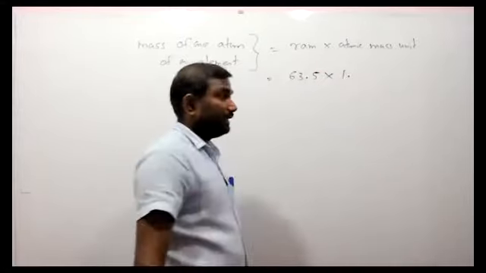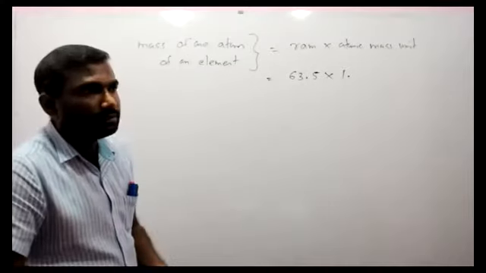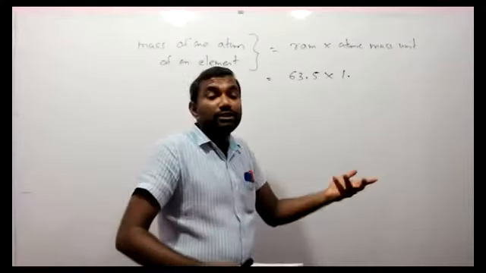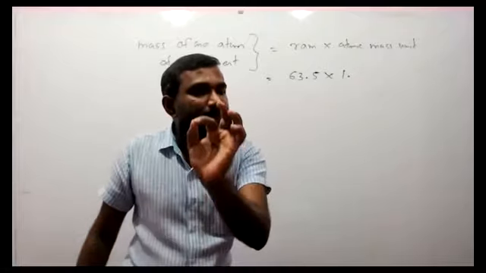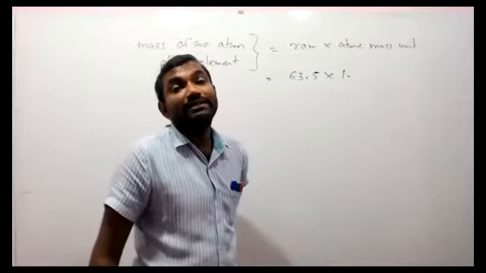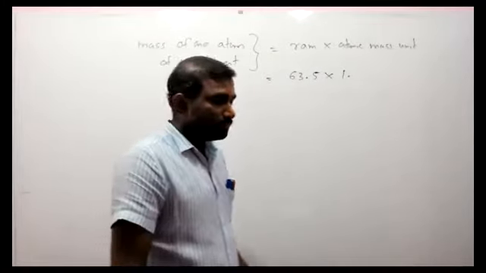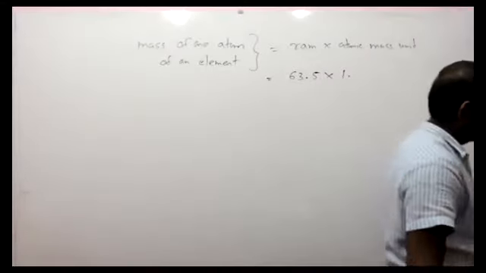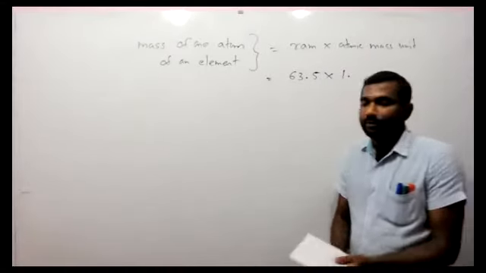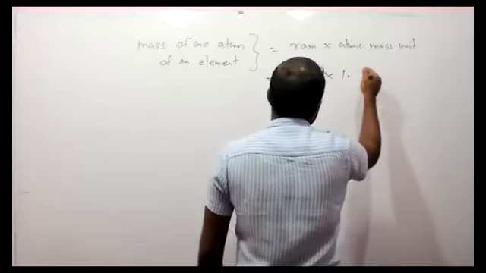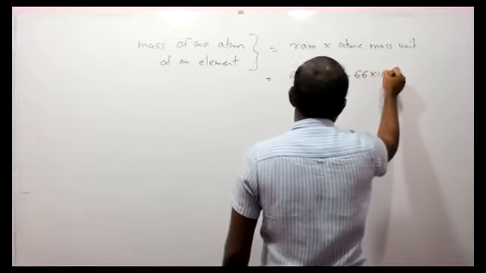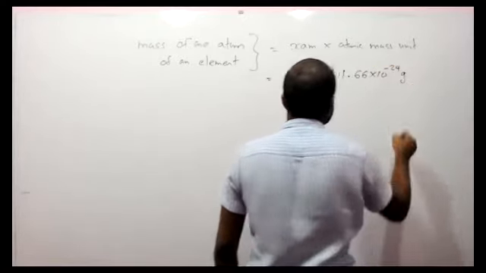I told you here they are not specifying the unit. Again, they are not telling us in what units you have to find out the mass of the atom. But I told you if they are not specifying the unit, you have to find out the mass in grams. So you take the gram value of AMU, 1.66 into 10 to the power minus 24 grams.